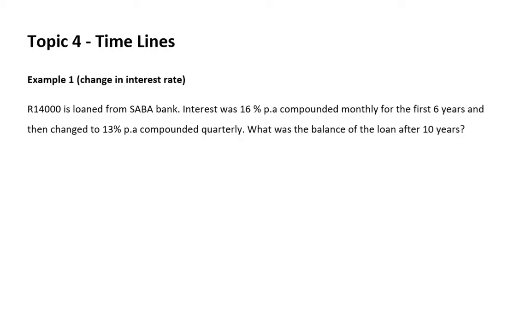So let's look at example 1, and this example is one where they change the interest rate. So this question says 14,000 Rand is loaned from Saba Bank. Interest is 16% per annum compounded monthly, so that's a nominal interest rate for the first 6 years, and then it changes to 13% per annum compounded quarterly. What is the balance of the loan after 10 years?